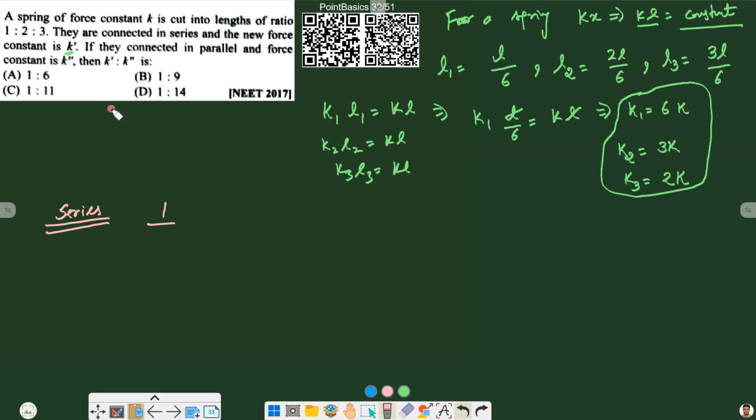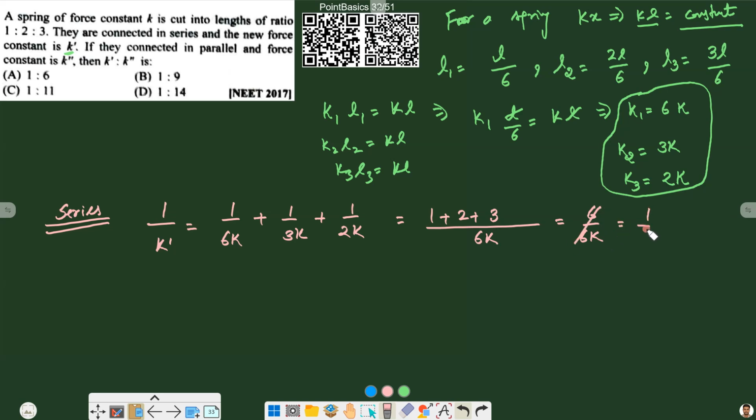The series combination is given by K dash, so K dash will be equal to 1 by 6K plus 1 by 3K plus 1 by 2K. Their LCM will be 6K, so 1 plus 2 plus 3 is 6 by 6K, so 1 by K, or K dash is equal to K. So when we add them in series, their combination just acts as the normal spring from which we have cut those parts. If we join them back together, it should behave like a normal spring, and it is showing that.